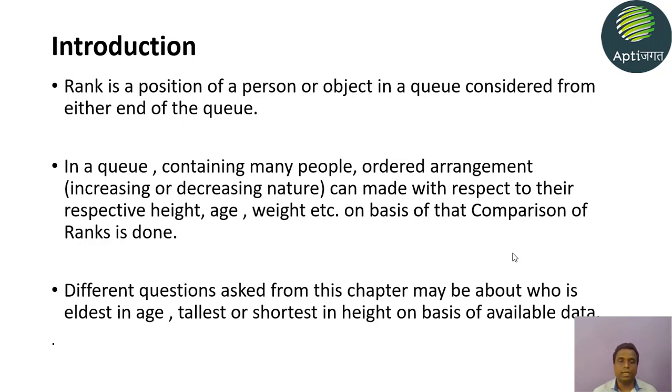Okay, students. Then questions based on ordered arrangements are also asked. Like four to five people are mentioned, and their height relation is given, and we have to find the tallest one, or the person having the most weight, the fattest one, the thinnest one. Everything we can find out using comparison of ranks.